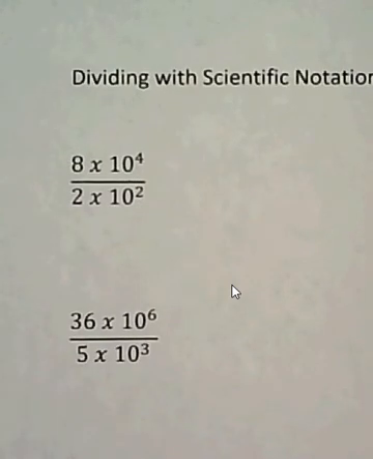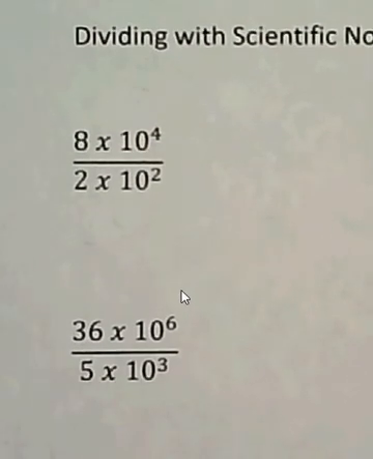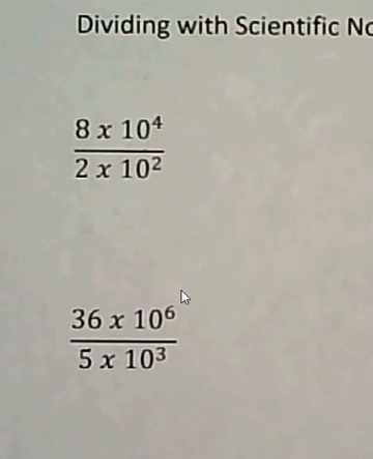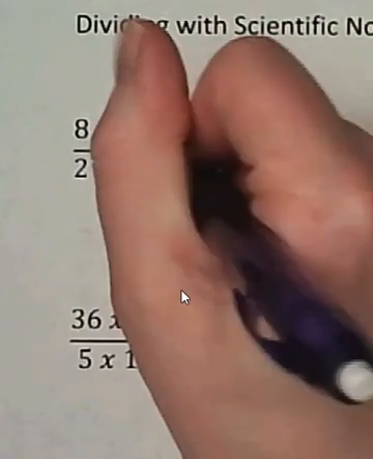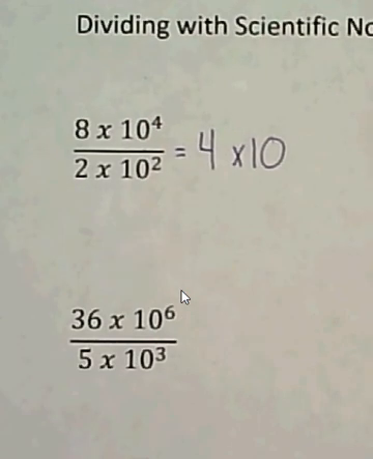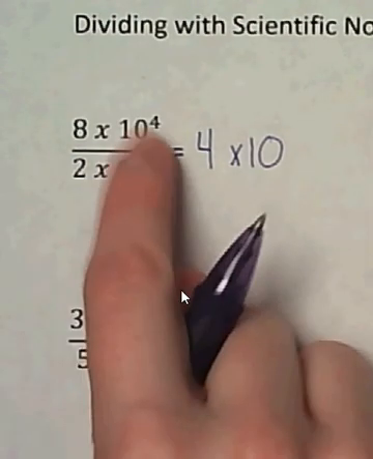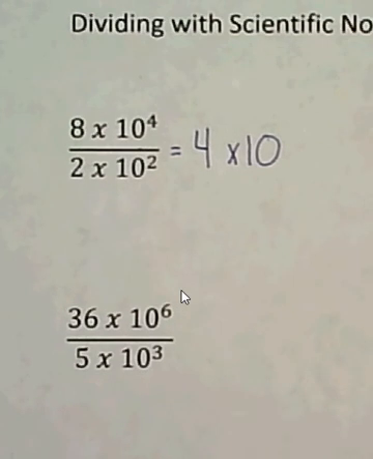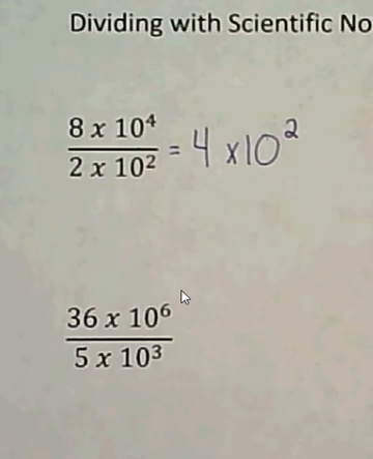Okay, so let's try this one up top. Now, dividing is very similar to multiplication with one slight difference. So here we have 8 times 10 to the 4th divided by 2 times 10 to the 2nd. So just like in multiplication, we're going to divide the first two. So 8 divided by 2 would be 4. We want to keep it in scientific notation, so times 10. Now, if we add when we're multiplying our exponents, what do you think we're going to do when we're dividing? That's right, we're going to subtract. So 4 minus 2 would be 4 times 10 to the 2nd, and it's that simple.